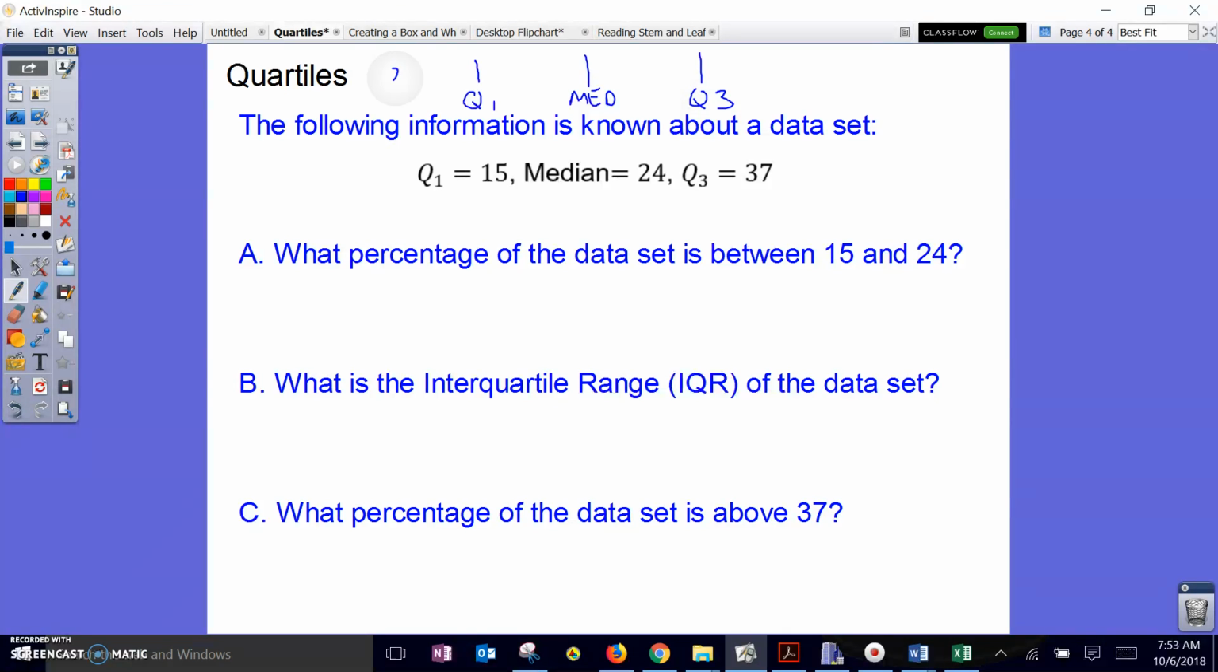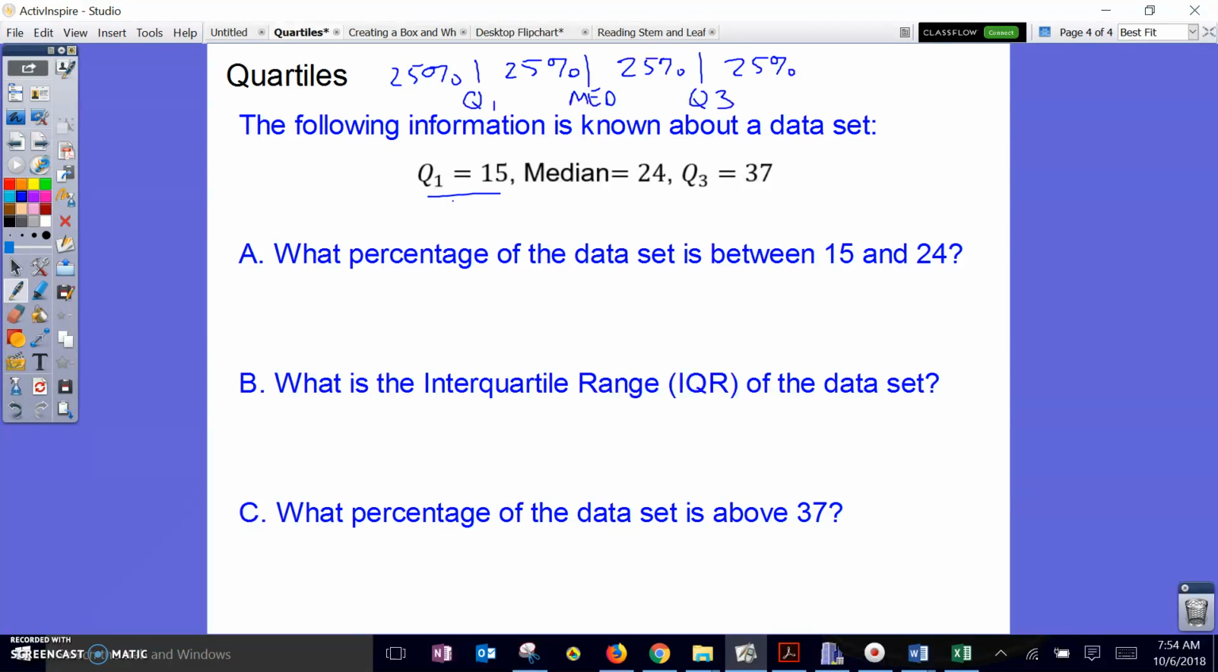And 25% of the data is below quartile 1, and 25% of the data is between the quartile and the median, because 50% of the data is below the median, and 25% of the data is between the median and quartile 3, and 25% of the data is above quartile 3. This is why the quartiles are nice for us. Along with the median, it divides our data set into 4 chunks that each contain 25% of the data. So, to answer these questions, what percentage of the data set is between 15 and 24?